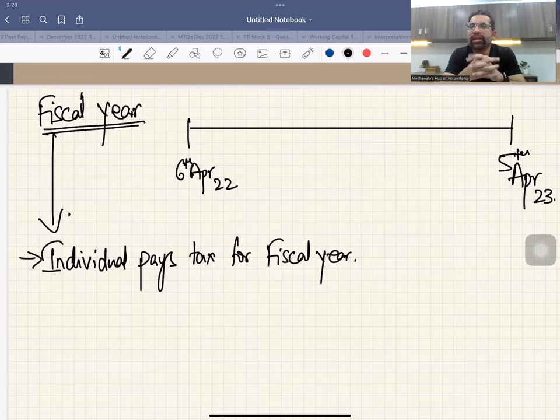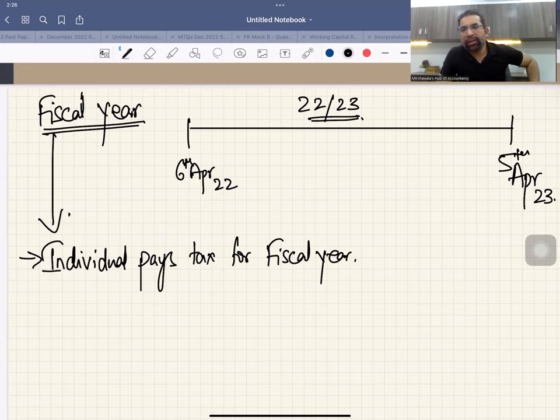Now, as we are studying UK tax, the UK fiscal year is relevant for us. In UK, fiscal year starts on 6th April and ends on 5th April. The fiscal year which I'm teaching you right now is the 22-23 fiscal year. It starts from 6th April 22 and ends on 5th April 23.